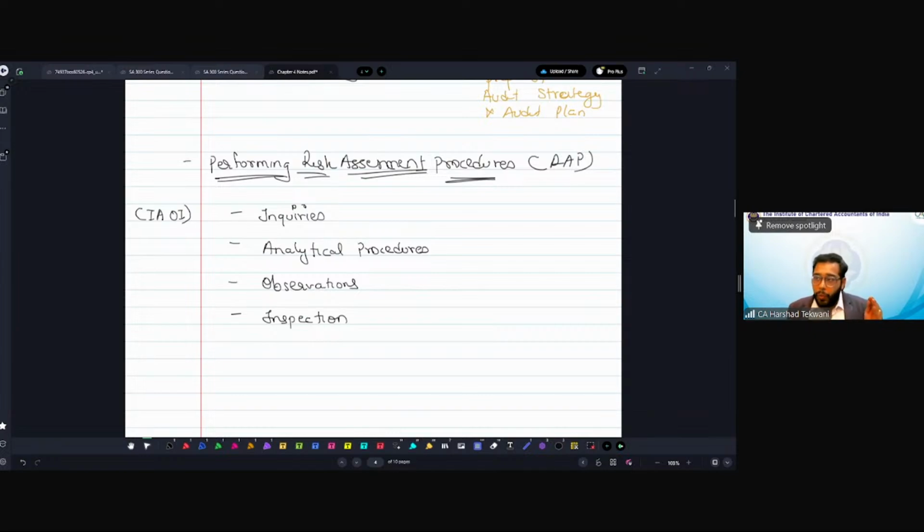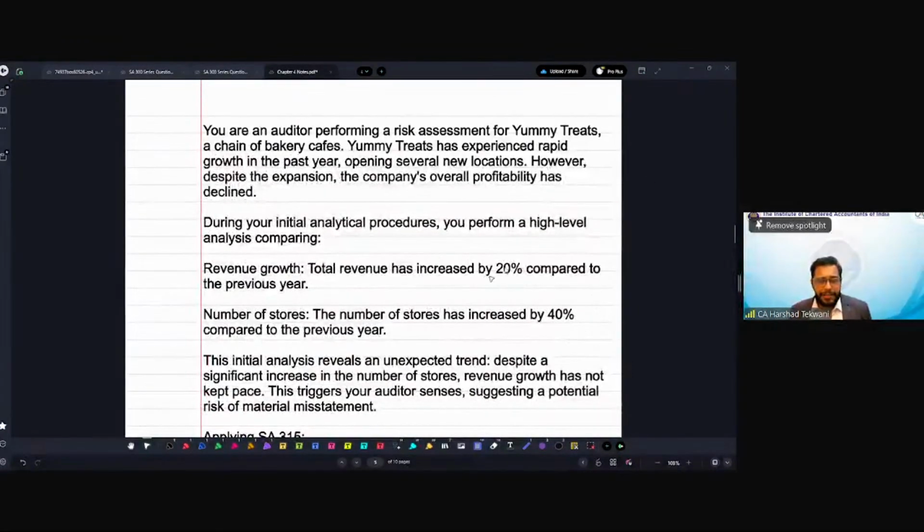Why is it necessary to perform risk assessment analytical procedures at the time of risk assessment? Although I would say yes, there are chances that the data might not be correct. For example, in our case, there are chances that the 20% increase in revenue is incorrect, because I have not tested the revenue yet.